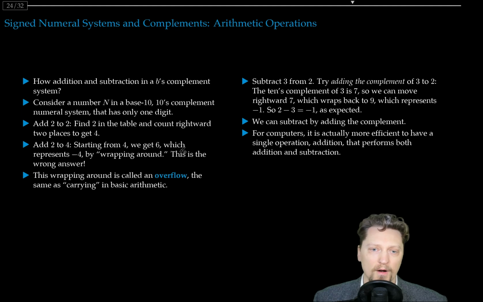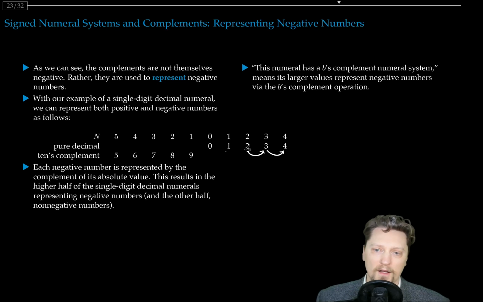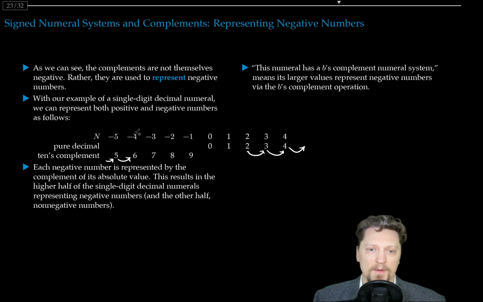Add 2 to 4. Let's start from 4, and we would get 6 normally, which represents -4 by wrapping around. This is the wrong answer, so let's go back and look. If you count up from here, wrapping around, you would get 5, and then 5 to 6. So 6, which represents -4. This is not really what you get when you add 4 and 2, right? So it wraps around when we have this limited number of digits to represent the number.